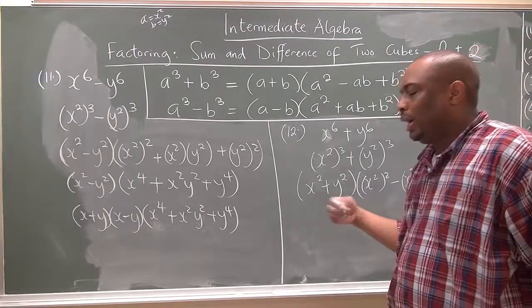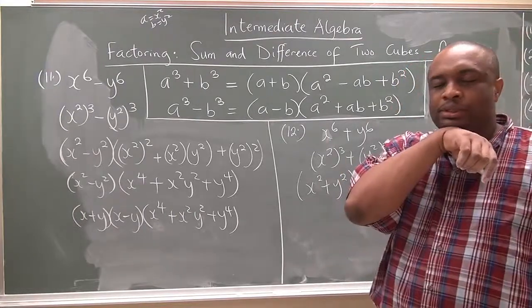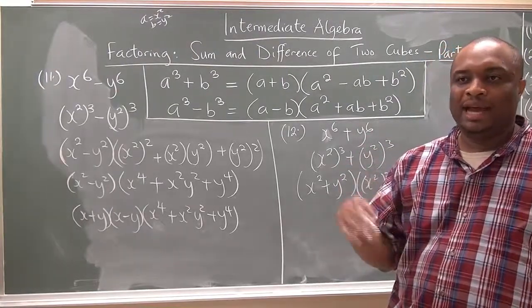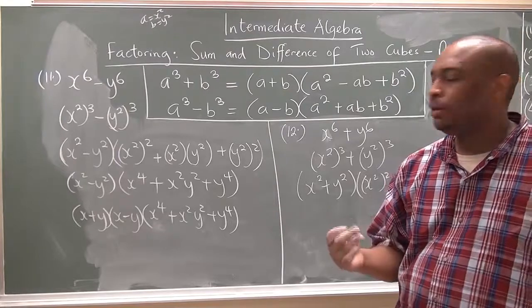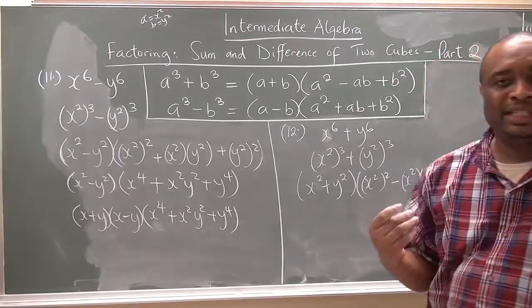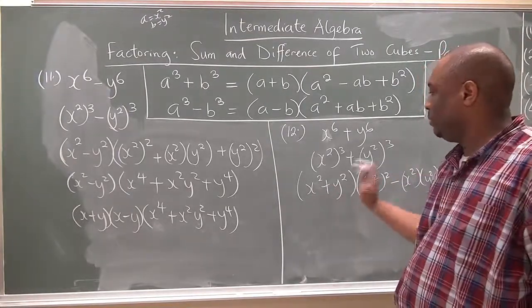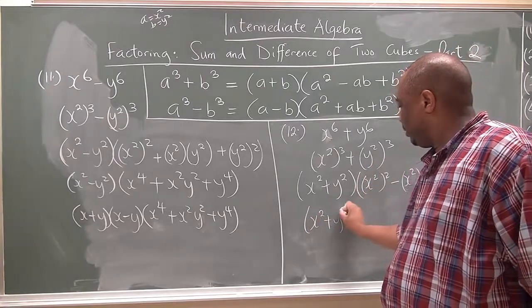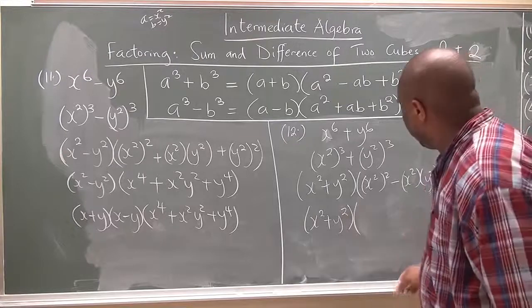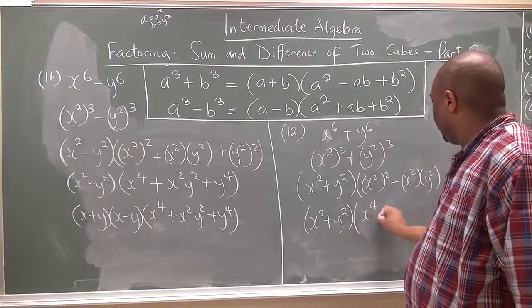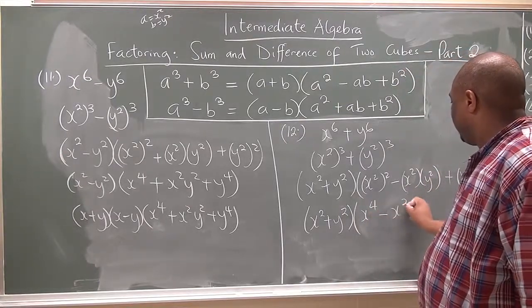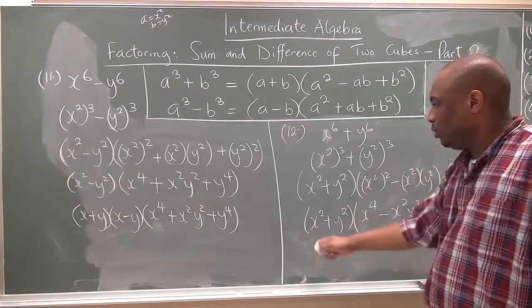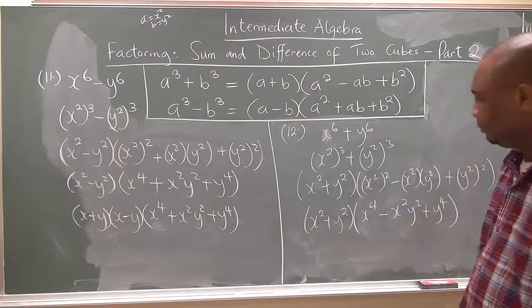Now, we didn't do a sum of squares. You cannot factor a sum of squares unless they have a common factor. In that case, we factor by GCF, but here they don't have any common factor. You just write x squared plus y squared times x^4 minus x squared y squared plus y^4, and this becomes your answer.